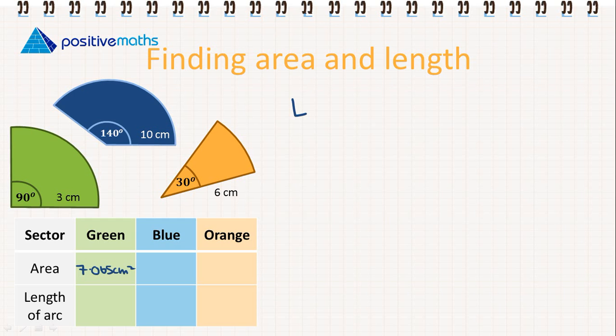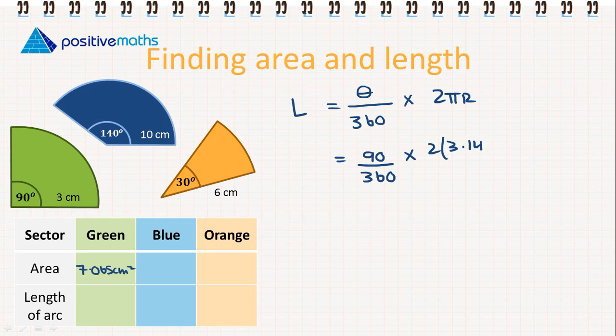Now let's find the length of the arc. L for length is equal to the angle divided by 360 multiplied by 2 pi r. So we have 90 over 360 again, multiplied by 2 by 3.14 by 3. Even if we want to simplify this fraction, it's a quarter multiplied by 18.84. So we get 4.71, and that's centimeters.